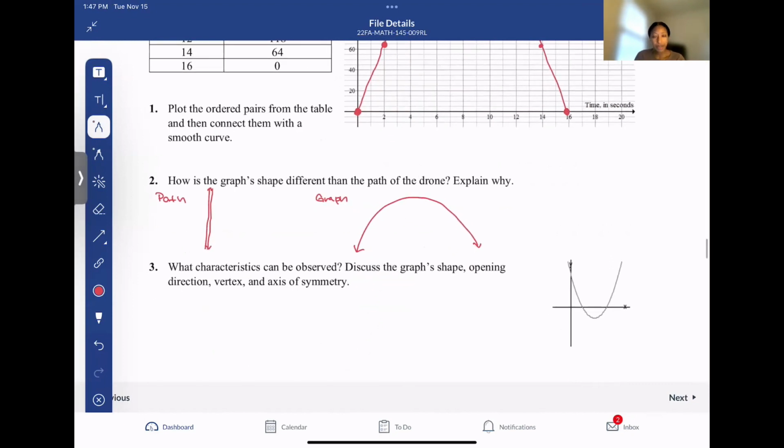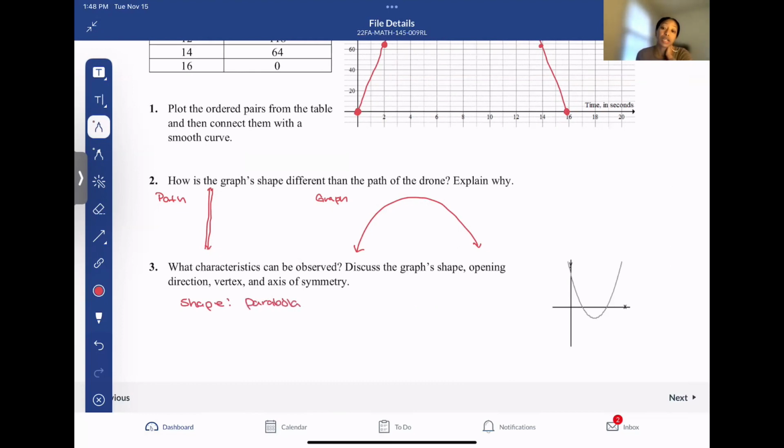Okay, part 3. Now, there are some terms in part 3 that we haven't quite defined yet, but the questions that are asked in part 3 are going to be our focus for today's class. What characteristics can be observed from the graph? Discuss the graph's shape. It has a name, a parabola. The opening direction, the vertex, and the axis of symmetry. Okay, so first, the shape that you get when you graph a quadratic function is called a parabola. Let's write that down.